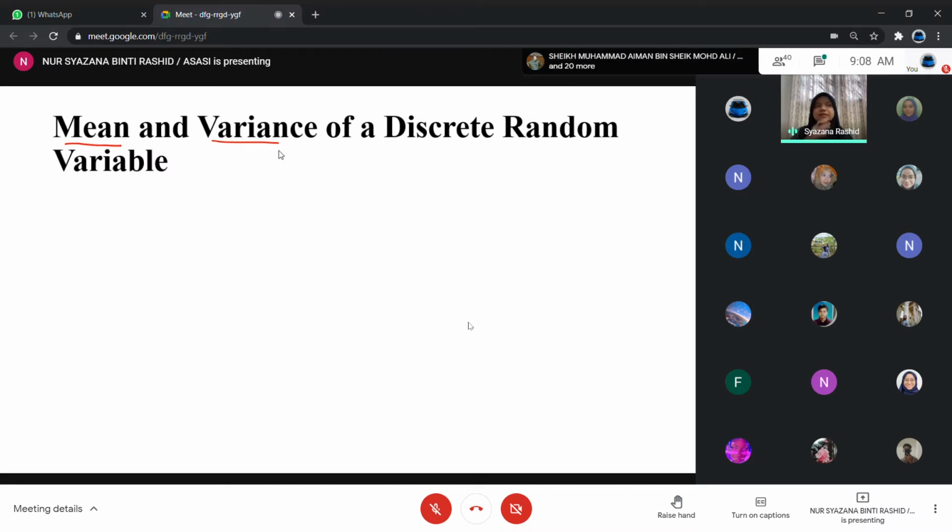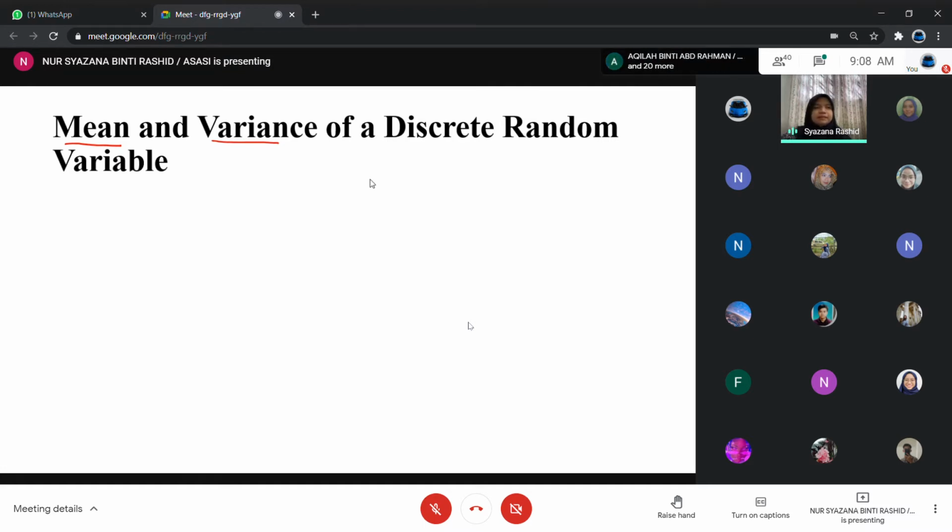Okay, so here in this slide, I will show you the formula for finding mean and variance for discrete random variable. Discrete ya, because next subtopic yang kita akan belajar next week, ada juga mean variance tapi formula berbeza sebab time tu kita dah tak guna discrete, kita guna continuous. That time we will use continuous. Okay, hari ni hanya untuk discrete saja. This formula only applicable for discrete.